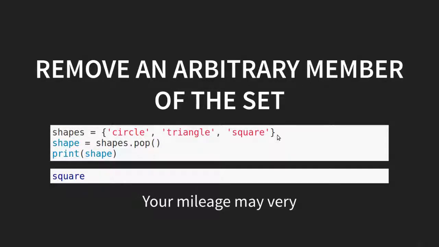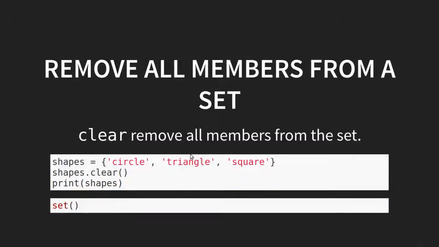You can also remove an arbitrary member of the set. So we have our shapes here, and we're going to call pop and give it to shape, and then we're going to print shape, and it's going to give you square. Your mileage may vary because, like I said, it's going to be an arbitrary member. It's not necessarily going to be the first or last one.